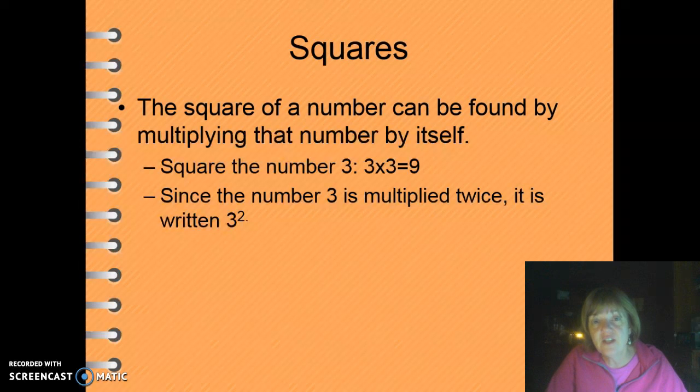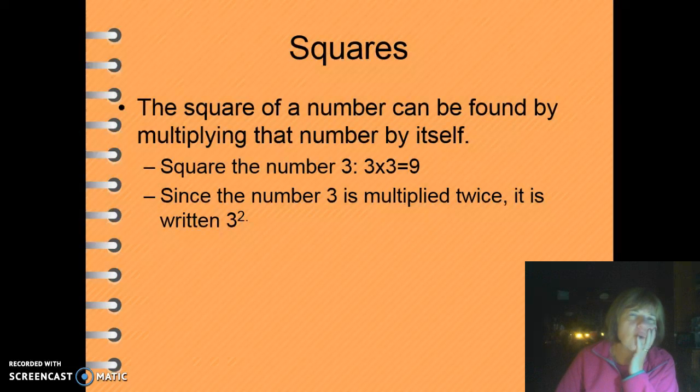The squares, you guys should already know this. The square of a number can be found by multiplying that number by itself. That's why we say 3 squared or 3 to the second power, okay? Since it's multiplied twice, it is written with that 2 as an exponent.